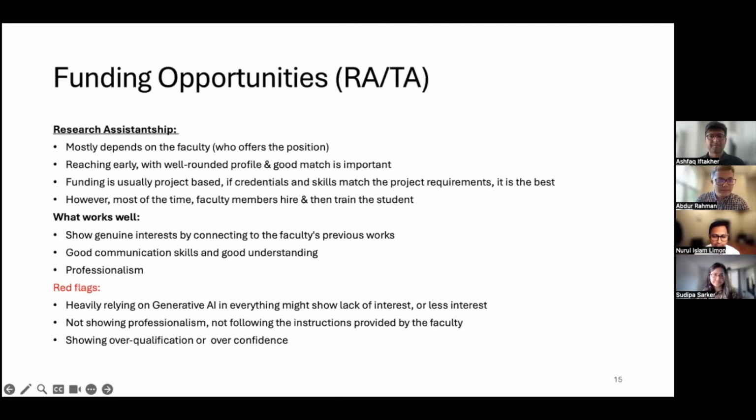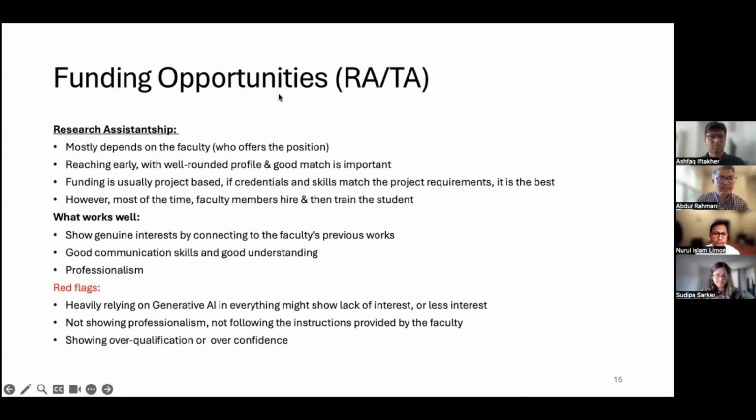Okay, so let's talk a little bit about funding opportunities. In terms of funding, we usually have three types of assistantship: research assistantship, teaching assistantship, and sometimes graduate assistantship, or what we sometimes call service assistantship. The most important are these two, research and teaching.